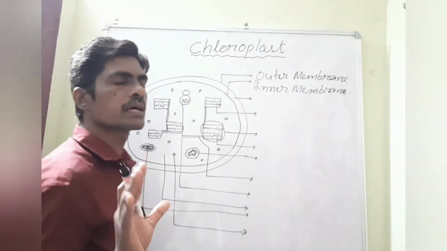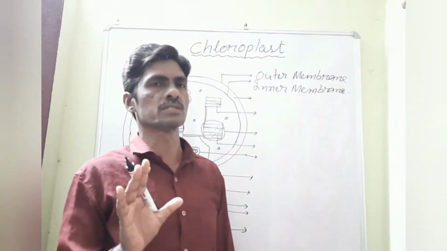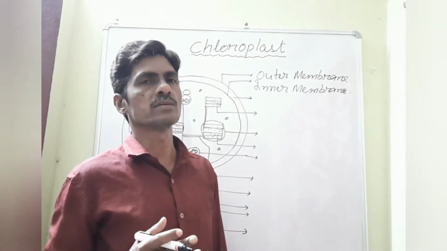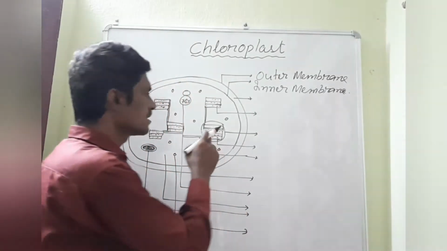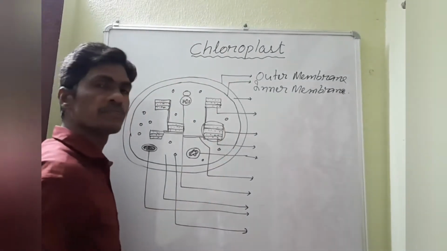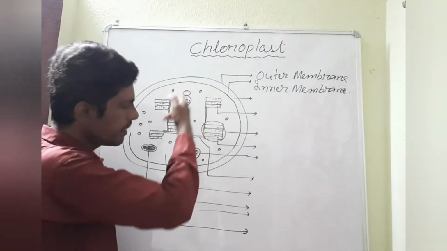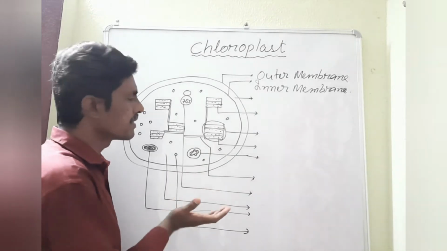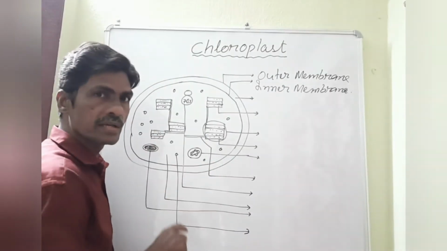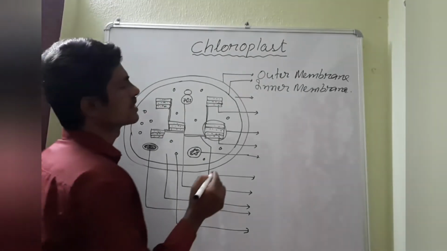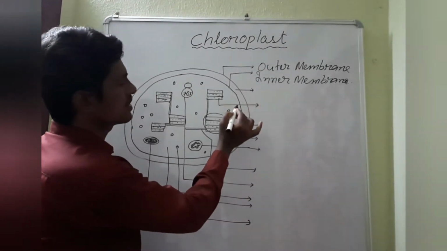Now see that chloroplast consists of a double membrane structure. Some cell organelles consist of a single membrane, but chloroplast, mitochondria, and nucleus have a double membrane structure. So like that, chloroplast is also a double membrane structure. It looks elliptical in shape. It is not a round structure, so that's why it's an elliptical shape. Now come to the structure and function of this.